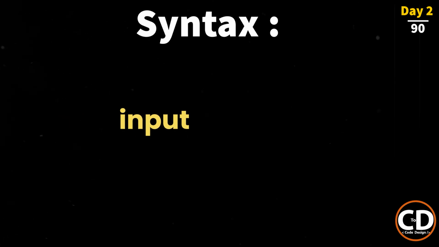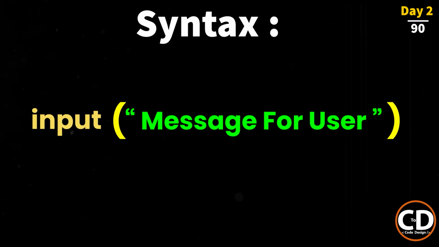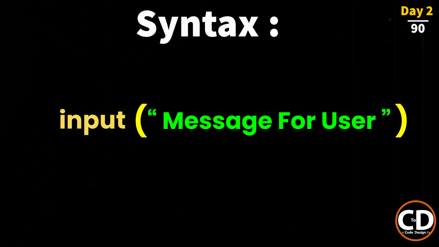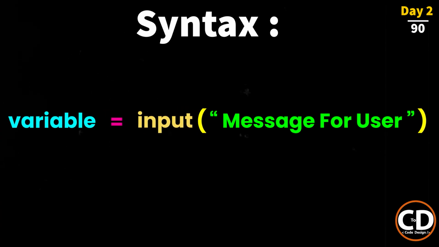The syntax is super straightforward. You just have the keyword input followed by parentheses. Inside those parentheses, you can put a message in quotes. This is called a prompt, and it's what tells the user what you want them to enter. And here's the crucial part. Whatever the user types is then given back to our program, and we can save it in a variable to use later. We'll break down variables in more detail in just a moment, but for now, just know that's where the user's response is going to be stored.